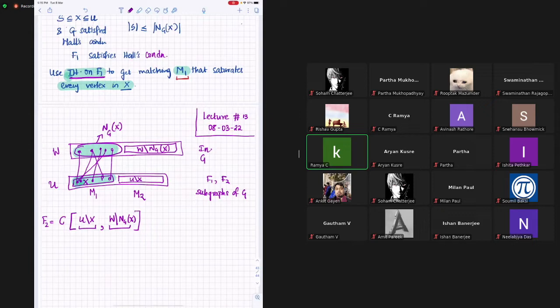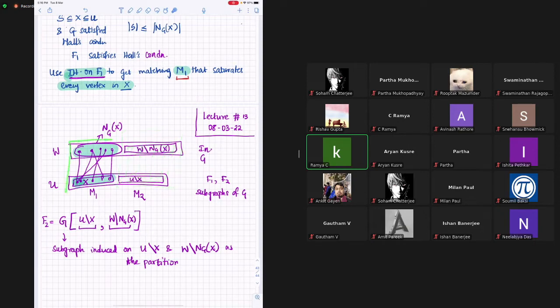F2 is G of this. What do you mean by this? It's the subgraph induced on these two partitions. One is U minus X and the other is W minus NG of X. As the partitions, you will look at these two sets, the set U minus X and the set W minus NG of X, and take the graph that contains all edges across them. So this is your new subgraph that you'll work with.